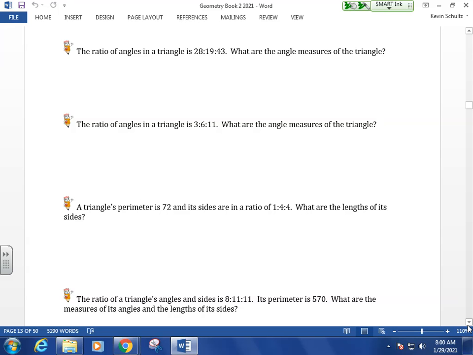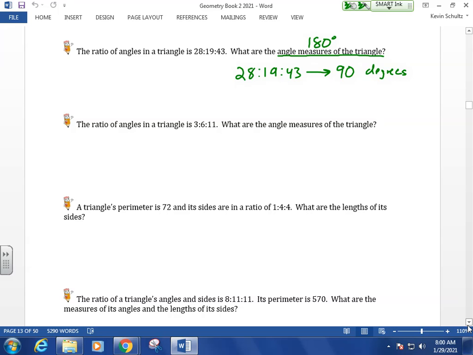But since we're finding angle measures of the triangle, we already know what the whole has to be. In fact, what the whole is going to be every single time, right? There are always 180 degrees in a triangle. So our 3 angles, being in a ratio of 28 to 19 to 43, those don't add up to 180. So you got 47. No, that's not right. 47, 90. Okay? We're halfway there.